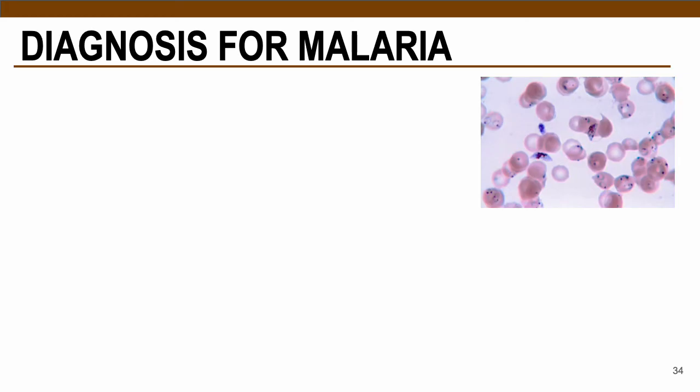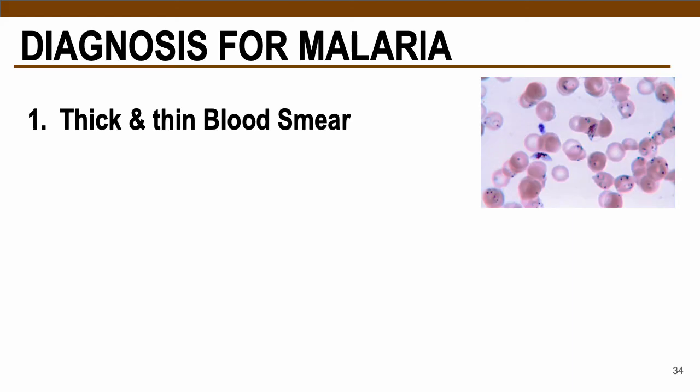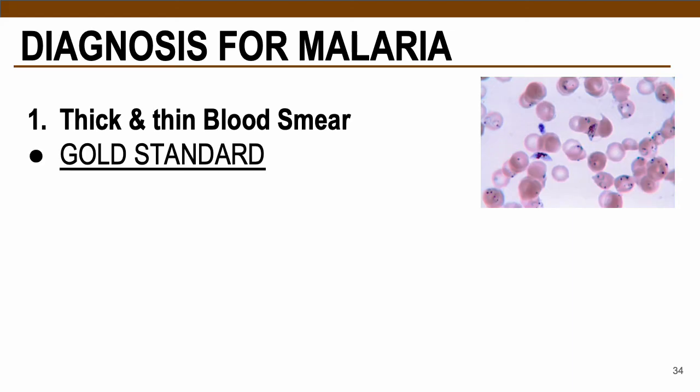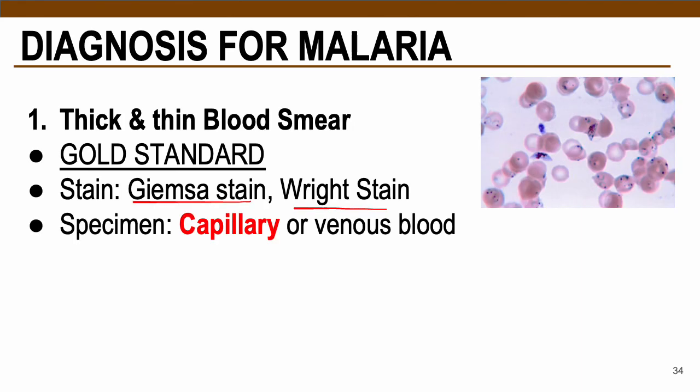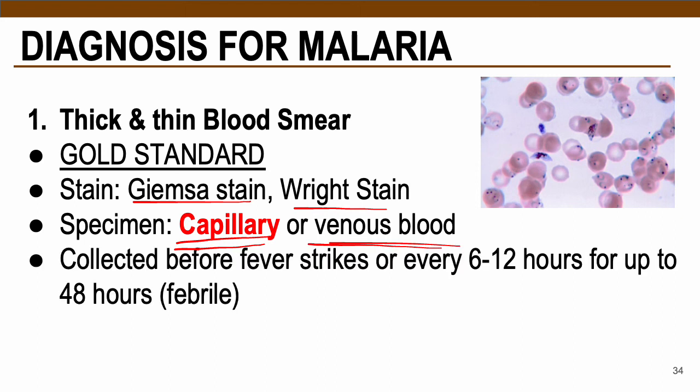So now let's discuss the diagnosis for malaria or Plasmodium species. The thick and thin blood smear is the gold standard for diagnosing these types of parasites, and this uses Giemsa stain or Wright stain for their identification. This is a blood smear that uses capillary blood. Capillary blood is preferable, but venous blood may also be used. This is collected every 6 to 12 hours, but in other sources, before the fever strikes.